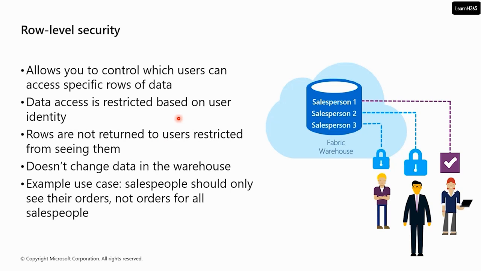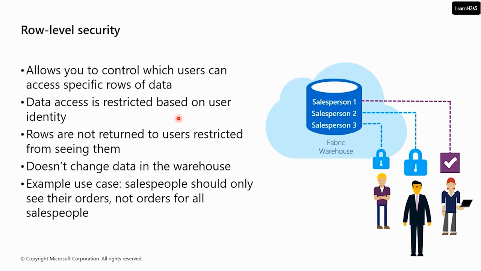For example, in an e-commerce platform, you can ensure that the sellers only have access to the order rows that are related to their own products. This way, each seller can manage their orders independently, while it also maintains the privacy of other sellers' order information. This is basically how we can use row level security.